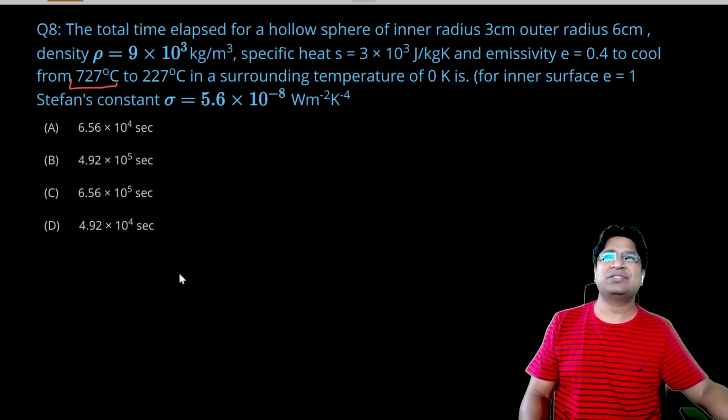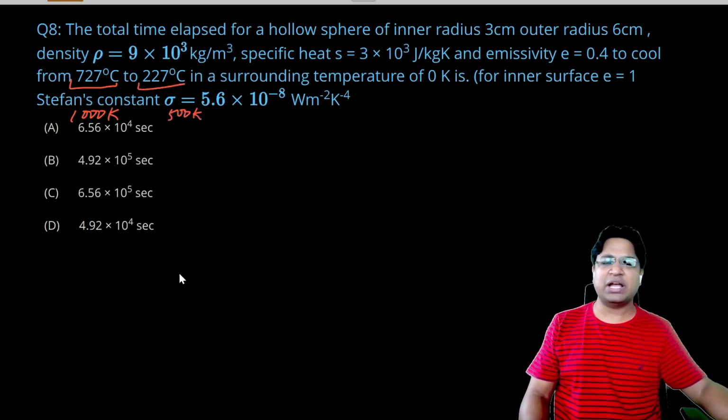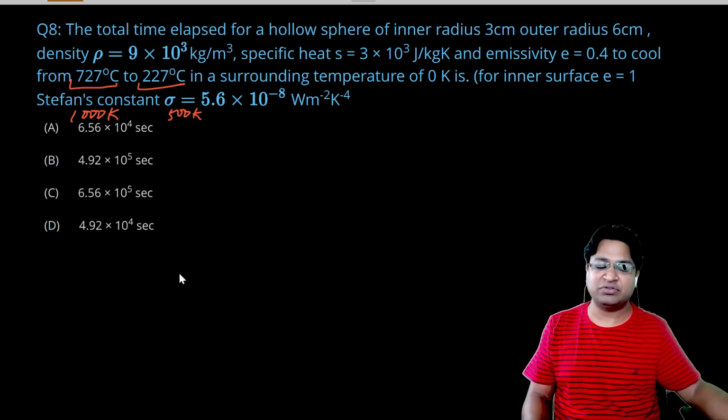So what is this? This is 727, so this is 1000 Kelvin. Okay, this is 1000 Kelvin. And what is this? This is 500 Kelvin. So what is happening is that the temperature of the sphere is decreasing and it has decreased to half of its initial value. So that is what is happening.